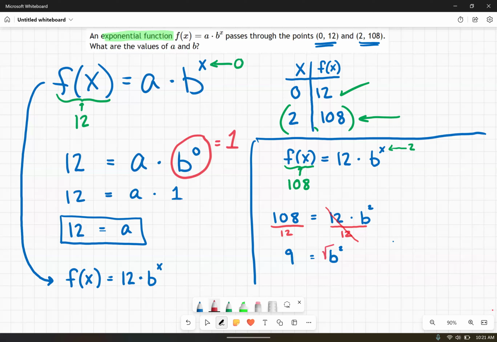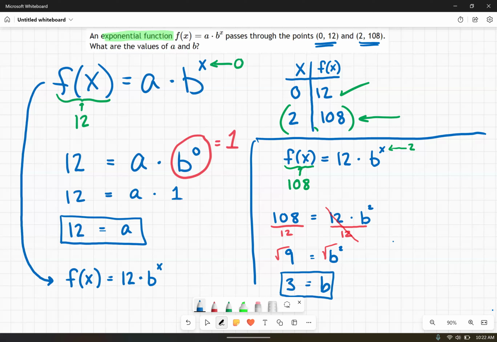And now we could take the square root of both sides, and that gives us b is equal to, well, in the past, when we were solving equations and we take the square root, we get a plus or minus. So b would be plus or minus 3. But because this is an exponential function, the base cannot be negative. We can't have negative 3 to the power of x. So we don't need the plus or minus. With exponential functions, our base has to be a positive number. So let's erase that plus or minus. And there is the other half.